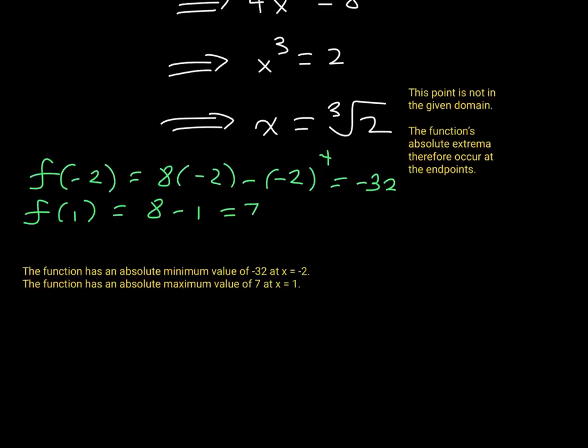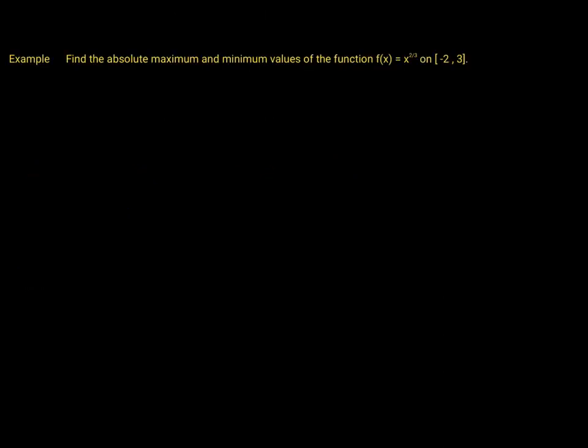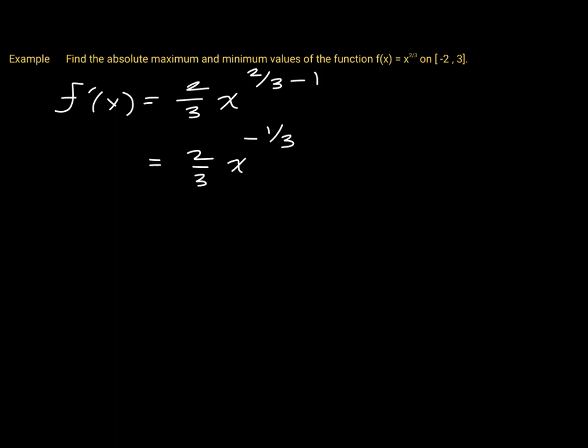All right, cool. Let's look at another function. All right, here we're given a function x to the power of 2/3 on the interval from negative 2 to 3. All right. First things first, find the derivative function. All right, here we go. F prime is equal to, this is the power rule, so it'll be 2/3 times x to the power of 2/3 minus 1, which is equal to 2/3 times x to the power of negative 1/3. So then this is equal to 2 over 3x to the 1/3. So this is the derivative function.